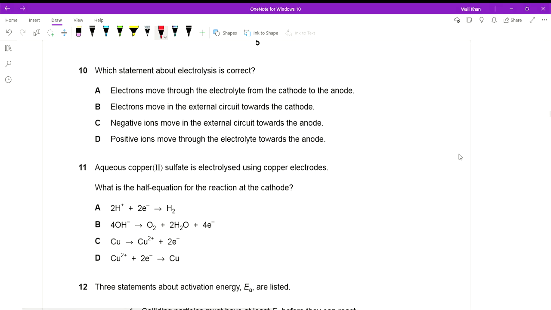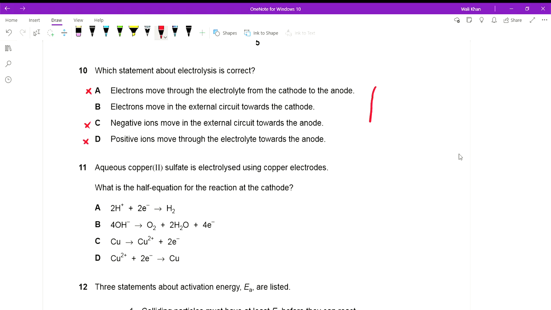Which statement about electrolysis is correct? Electrons move through the electrolyte from the cathode to the anode. Electrons move in the external circuit towards the cathode. Negative ions move in the external circuit towards the anode. Positive ions move through the electrolyte towards the anode. These three options are incorrect.